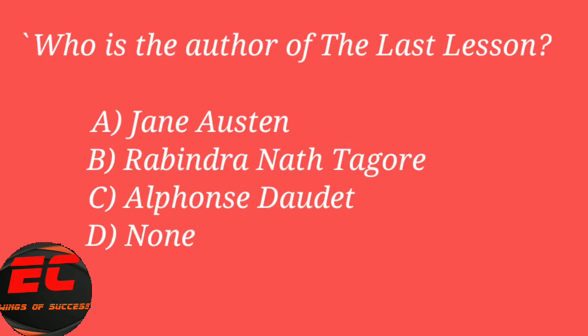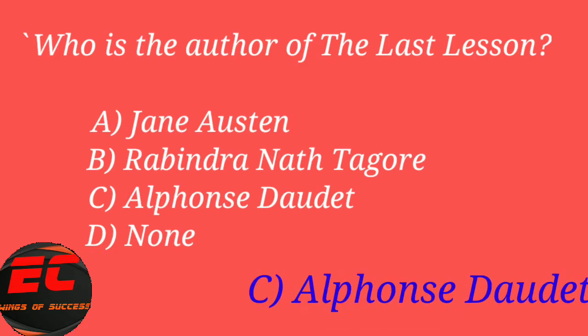So you have four options. Option A, Jane Austen. Option B, Rabindranath Tagore. Option C, Alphonse Daudet. And option D, none. So the correct answer is option C, Alphonse Daudet.